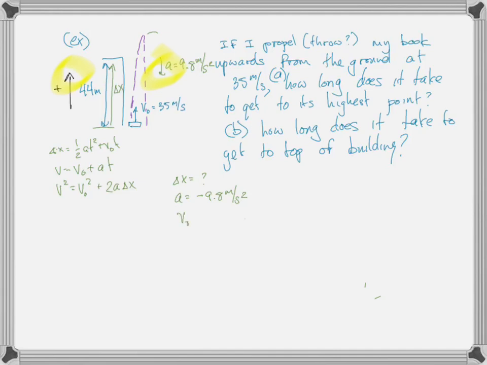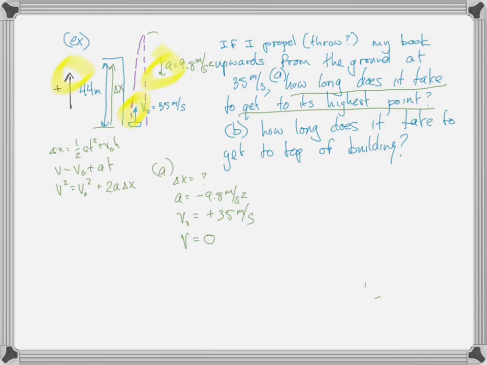V initial. Again, look at the arrows. V0. Come on, look at the arrows. It points upwards, so V0 is positive 35 meters per second. V final. How long does it take to get to its highest point? What's its velocity at its highest point? Zero. That's the velocity at the highest point.